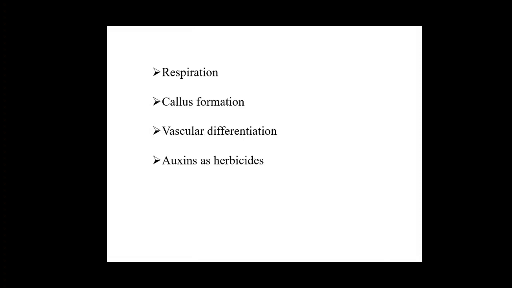Auxins are also important herbicides. Many synthetic auxins such as 2,4-D, that is 2,4-dichlorophenoxyacetic acid, and another synthetic auxin, 2,4,5-T, that is 2,4,5-trichlorophenoxyacetic acid, are used as selective herbicides. Herbicides are the chemicals which eradicate the weeds in the field.